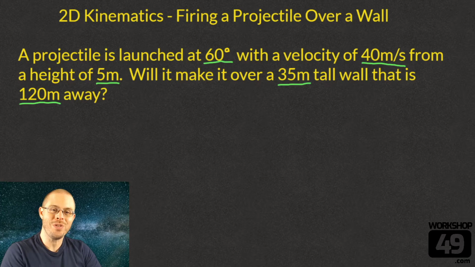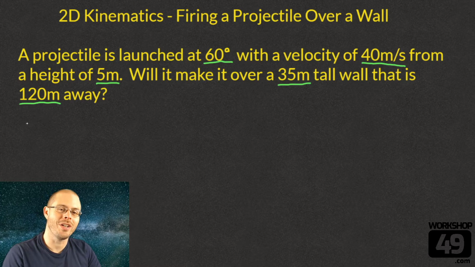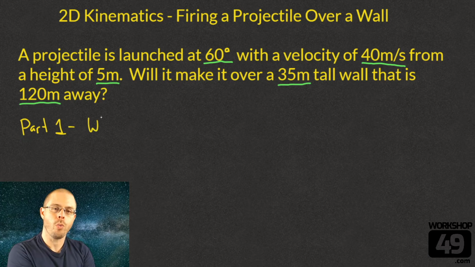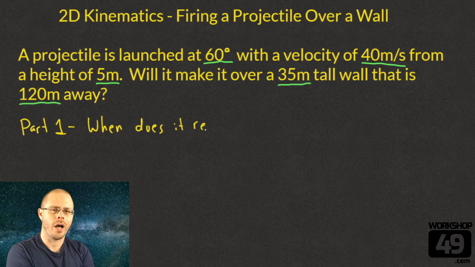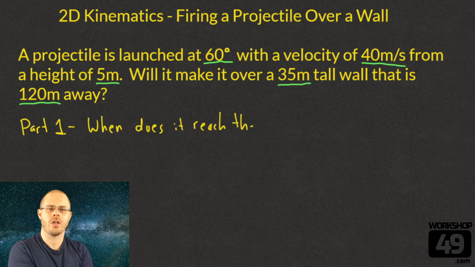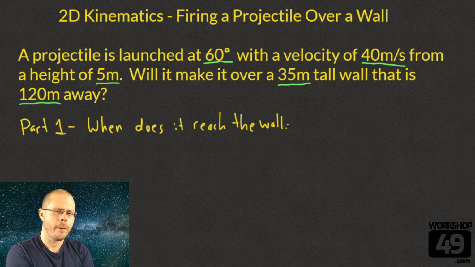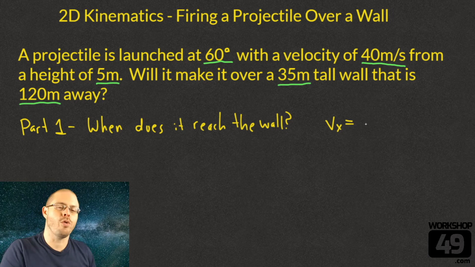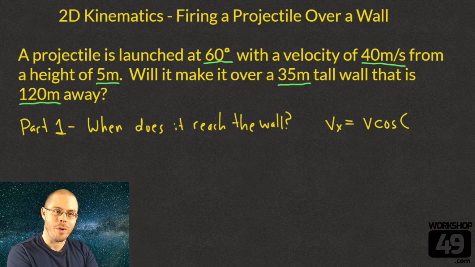Well, this is a typical 2D kinematic projectile question, and we're going to go ahead and solve this. It's a two-part question. Part one, we're going to have to figure out when the projectile, or the ball, or whatever it is that we're launching, reaches the wall. In order to figure that out, we're going to have to break that velocity into its x and y components, because that's lateral, that's moving away from us, so that's the x component of our velocity. The x component of a velocity is always v cos theta.